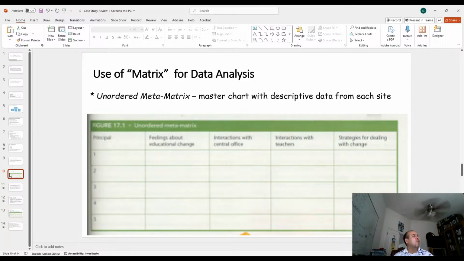So the first one is this is your interviewing principals, right? So you're going to maybe put the name of the principal or the school in which the principal is located, all the way down 1 through 5. You're going to talk about their feelings about educational change. You'll be able to see them across all 5. Interactions with the central office, interactions with teachers, and strategies for dealing with change, right? And so you kind of already get an understanding. This is going to be a study of principals and looking at change and anything having to do with system change, okay?